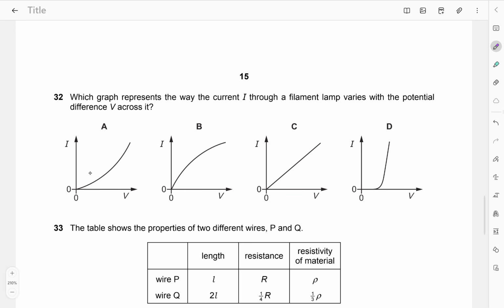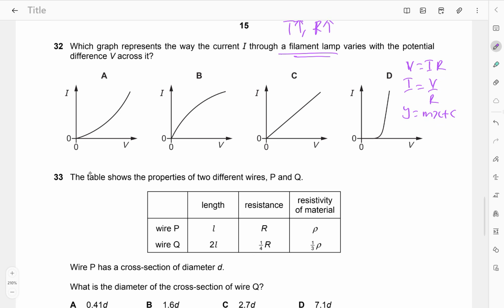Which graph represents the way the current I varies through a filament lamp? We know that a filament lamp only lights when the temperature increases, and when temperature increases, the resistance also increases. So let's first look at the equation for Ohm's law. V is equal to I times R, making I the subject, I is equal to V over R. Comparing with y equals mx plus c, there is no y-intercept here. On the y-axis I have I, on the x-axis I have V. So the gradient is equal to 1 over R.